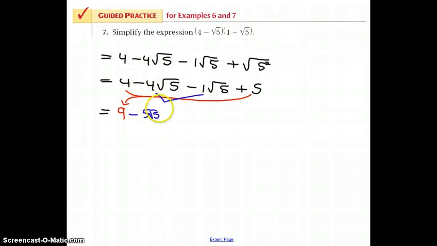Alright, so here's our answer. It's 9 minus 5 square root of 5, and the 9 came from the 4 plus 5, and the square root of 5 came from negative 4 minus 1 square root of 5. One thing I just want to point out, because that's something that a lot of my students mess up on, are the signs. You have to be very careful when you multiply. You had a negative times a negative when you multiplied the last 2 terms, and that gave you a positive sign, so make sure that you carefully check all your signs.